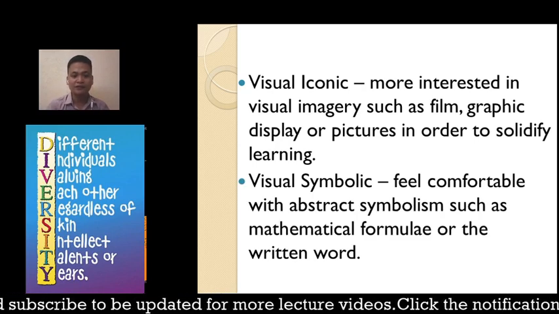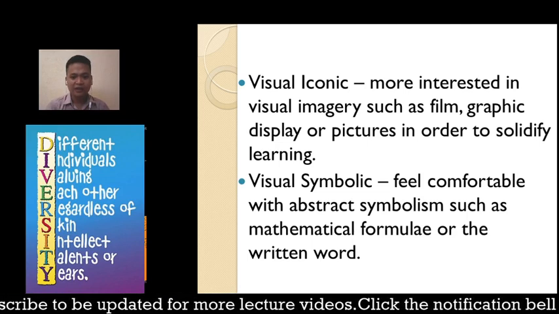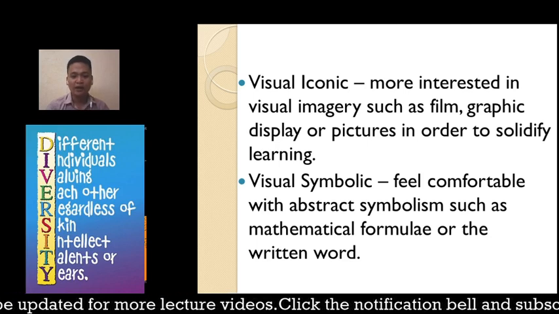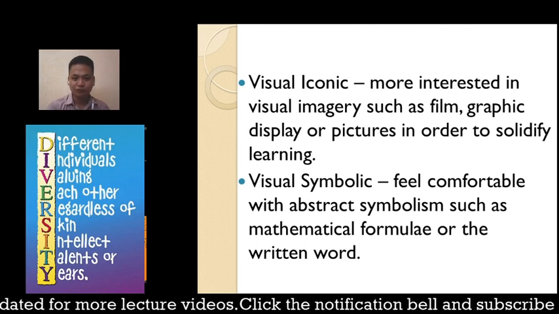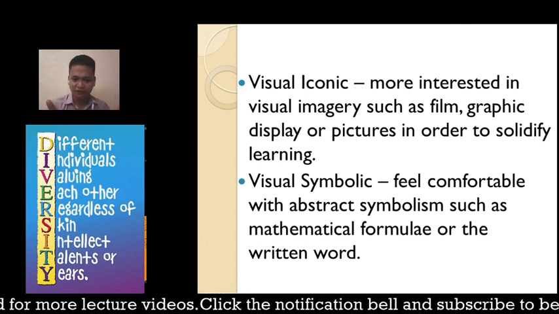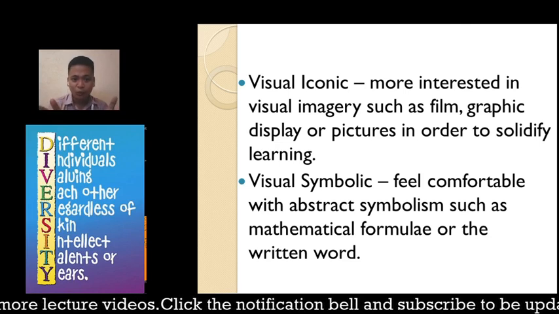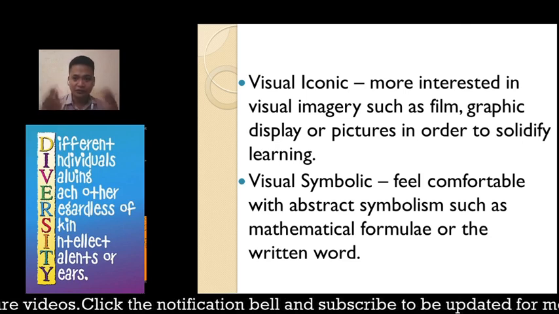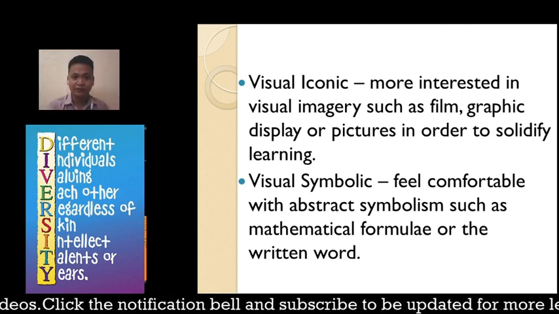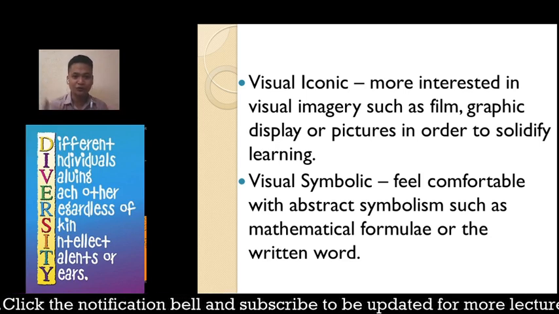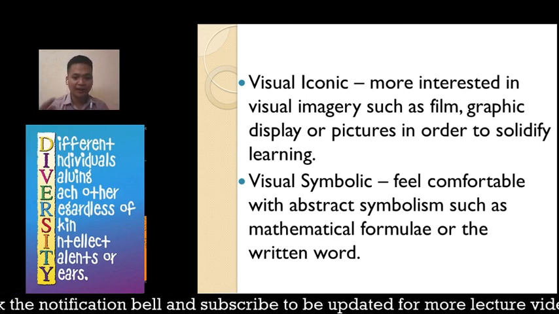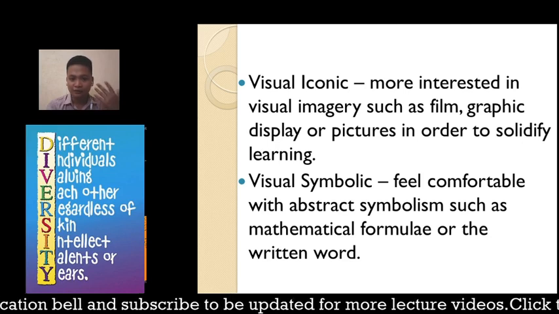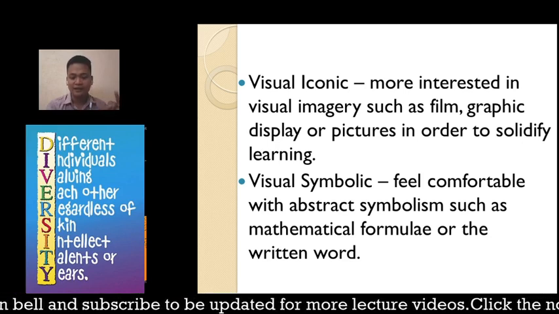And the other one is visual symbolic. They feel comfortable with abstract symbolism such as mathematical formulae or the written word. They would still see, but it's still visual because they want to see the formulae or the letters or the written words. In a lecture method, they would sit in front so they can see the text, or they would even prefer reading books, because books also contain symbolic items, and even icons. So those are the two types of visual learners: visual iconic and visual symbolic.